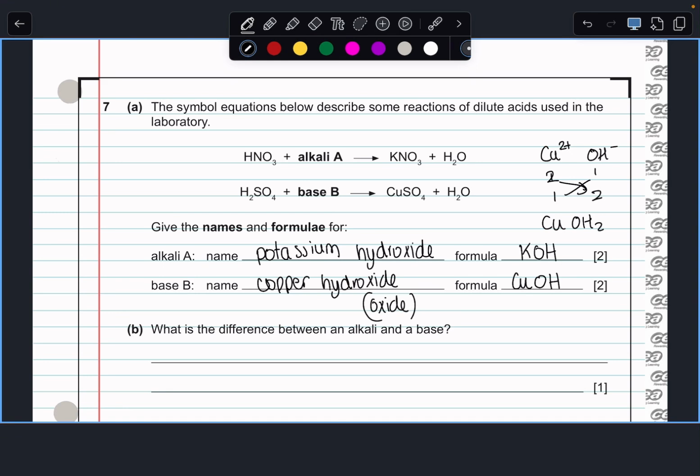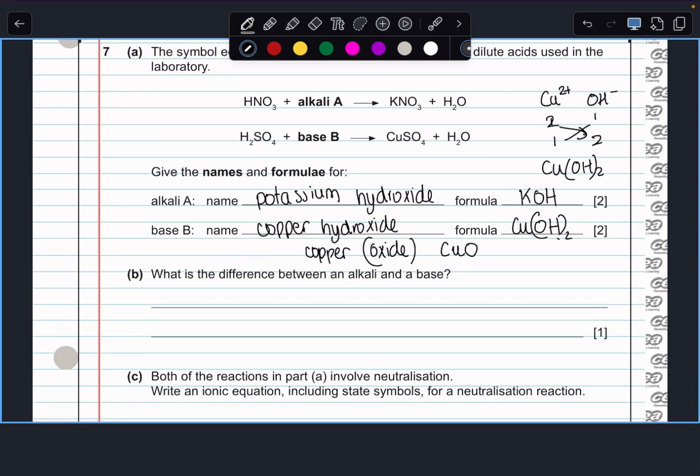Make sure you put the brackets around the OH, because if you just put 2 that way, it just means 2 hydrogens, not the 2 oxygens as well. Then what's the difference between an alkali and a base? So I'm showing you here as well, copper oxide CuO. So an alkali is a soluble base.